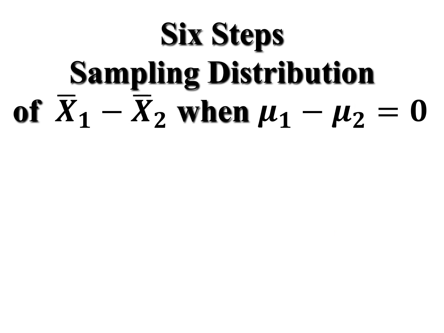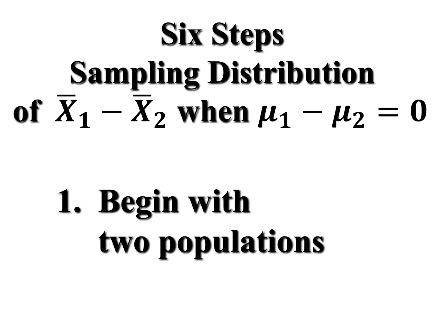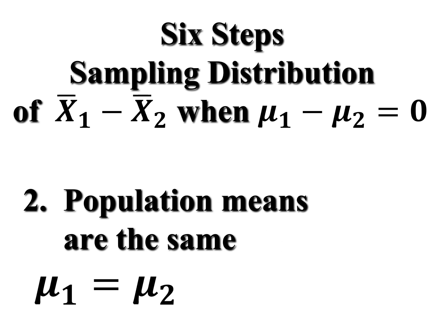The steps for constructing the sampling distribution of the difference between 2 means are very similar, but there are some differences. So here are the 6 steps for constructing the sampling distribution for this difference. First, you begin with 2 populations, like males and females, or students with 2.0 GPAs and students with 4.0 GPAs. I'll call these 2 populations population 1 and population 2. Second, you assume that the population means are the same. To use mathematical language, you assume that the mean of the first population, written as mu with the subscript 1, is equal to the mean of the second population, written as mu with the subscript 2.